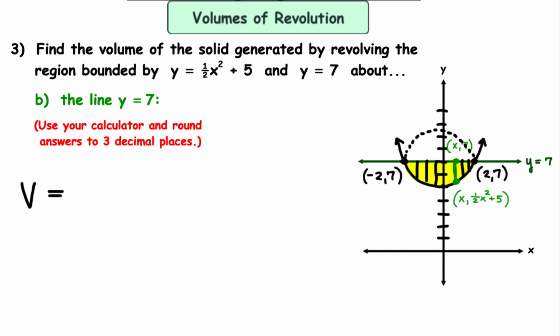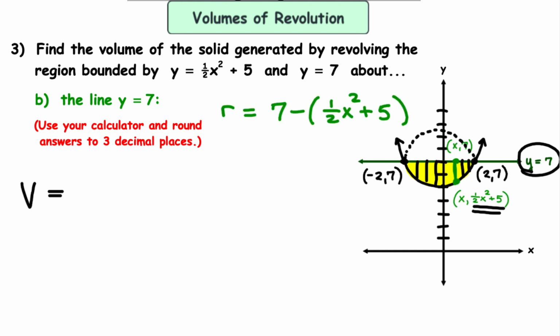It's not washer method. In fact, what is the radius? How long is that green segment? Well, it's going to be top minus bottom. So it's going to be 7 minus this binomial.